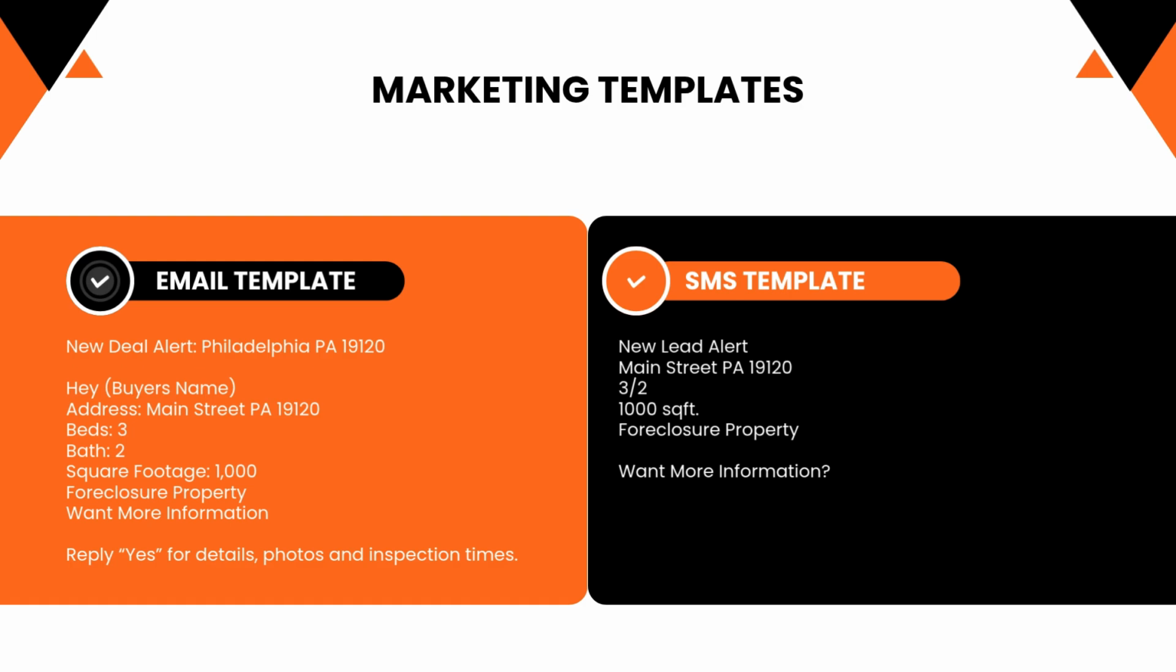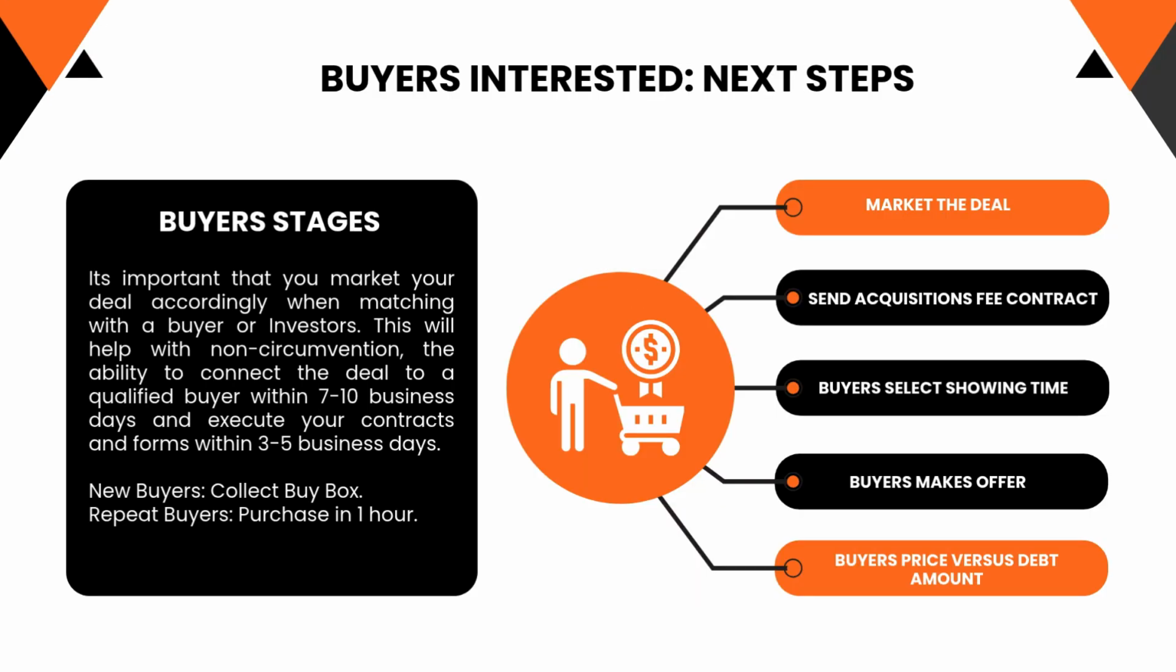Your SMS template will simply be "New lead alert. Main Street, PA 19120, 32,000 square foot foreclosure property. Want more information?" By keeping it simple, clear, and easy to read, you will prompt quick responses and potentially more than one investor who can make an offer. So, now that you've got some investors interested and scheduled, let's look at the breakdown from start to finish.